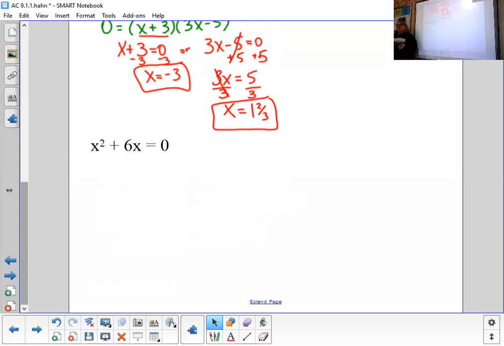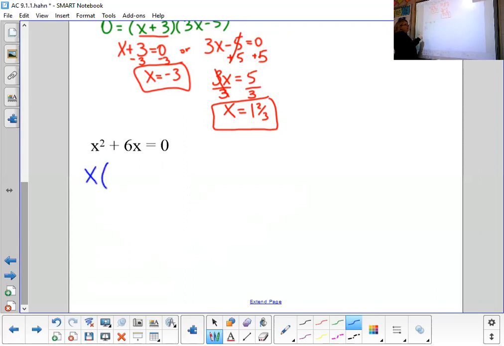It's missing the constant. When you're missing the constant, you can still do the area model and the diamond, or if you'd rather, you can take a look at these and say, what's my greatest common factor of these two terms? What would the greatest common factor of those two terms be? 1x. So the greatest common factor of the numbers is 1, but one has an x squared and one has an x, so x is also part of the greatest common factor.